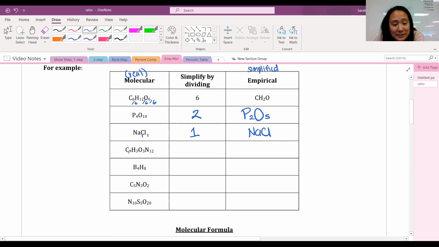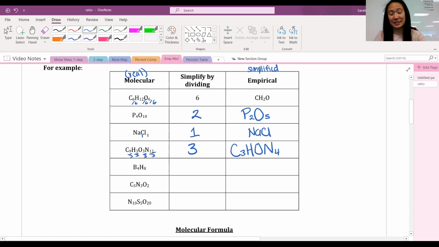Okay, so now the next one is C9H3O3 and 12. So we're like, oh, okay, all of these numbers can be divided by 3, right? So you have a carbon, 9 divided by 3 is 3. 3 divided by 3 is 1. So you can put the 1 here or not, doesn't matter. You have 1 O, and then for nitrogen, 12 divided by 3 is 4. So that would be your empirical formula. Remember, all you're doing is dividing all of these subscripts by the same number to simplify.